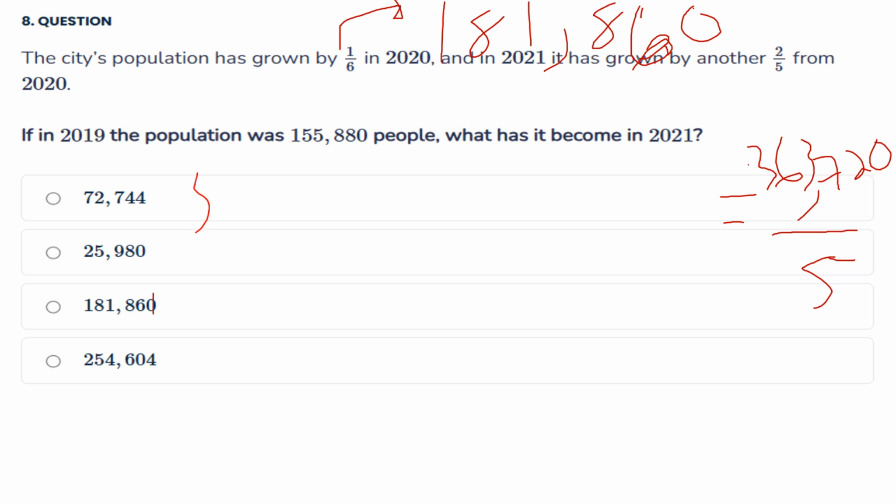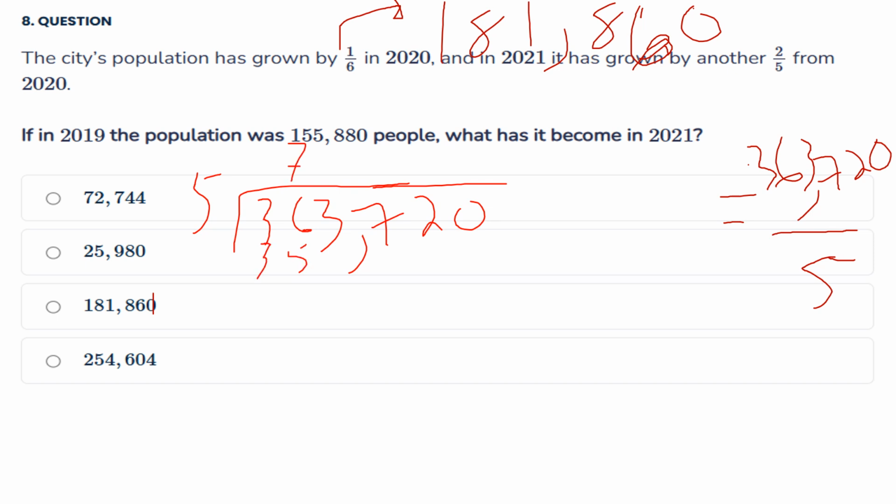All right, so 5 divided by 3,637,200. And this is actually not really necessary, but we'll leave that comma there. So we have 5 can't go into 3, but it can go into 36. We said 7 times. That's 35. 36 minus 35 is 1. We bring that down. 5 can go into 13 2 times. And 2 times 5 is 10.